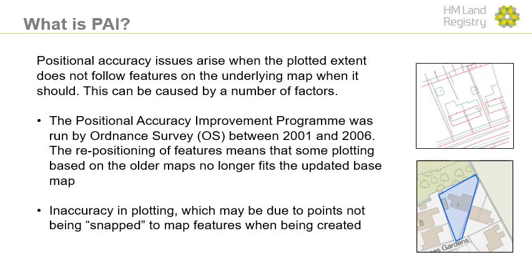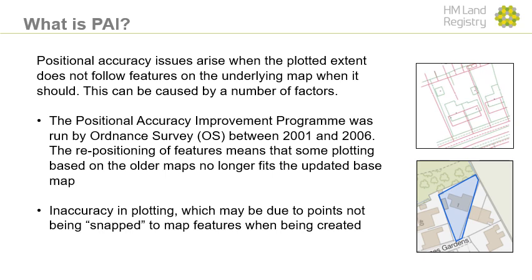Positional accuracy issues arise when the plotted extent does not follow features on the underlying map when it should. This can be caused by a number of factors. Between 2001 and 2006, Ordnance Survey ran a program to correct inaccuracies in their older maps. This resulted in a shift in some features on the base map in some areas. Any plotting which had been based upon the older maps in these areas may therefore no longer fit the revised map and require replotting to accurately reflect the extent.